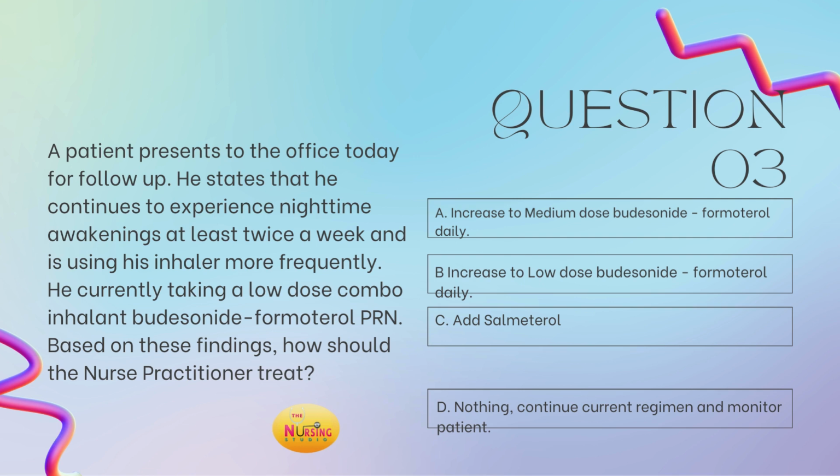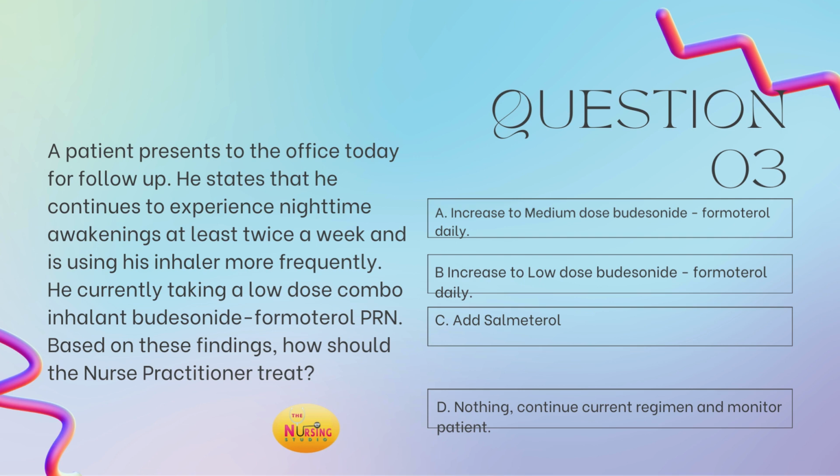All right, you guys. So, the stem of the question states, based on these findings, how should the nurse practitioner treat, right? So, if we're treating something, we have to run it back and look at the diagnosis and the assessment findings, right? So, here we know this patient is already being treated for asthma. They're having the nighttime awakenings, still on the treatment. They are currently taking a combo budesonide and formoterol PRN, but they continue to have nighttime awakenings at least twice a week, as well as using that inhaler more frequently.